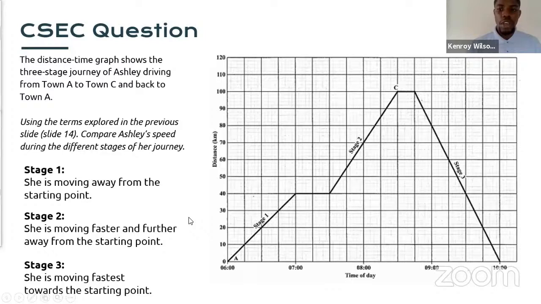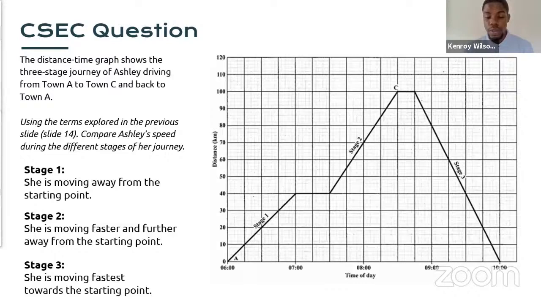But we realize that in stage three of the journey, she's actually moving the fastest. She's heading back home. She's heading back to the starting point at A. And two things tell us that she's moving the fastest in stage three. The first one is the slope of the line. And the second thing that tells you she's moving back to town A is the steepness of the line, the direction in which it is sloped.